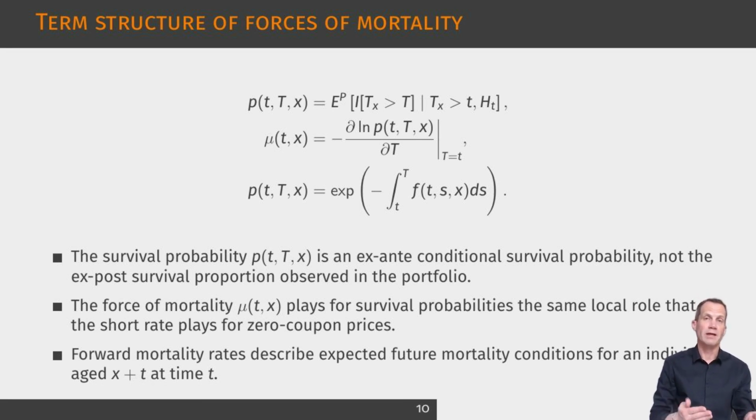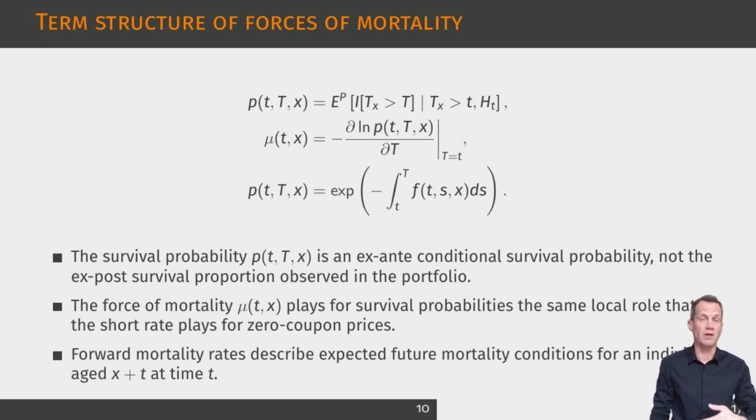The survival probability is an ex-ante conditional probability. It is the probability, given current mortality information, and survival up to the valuation date, that the individual will still be alive at a future date. It should not be confused with the survival proportion that will later be observed in the portfolio. The force of mortality is the instantaneous mortality intensity. It plays for survival probabilities the same local role that the short rate plays for discount factors. When this intensity is integrated over a future interval, it determines the survival probability over that interval.